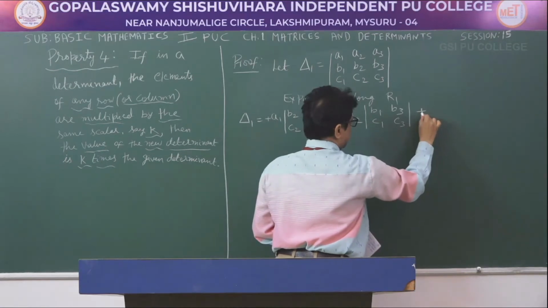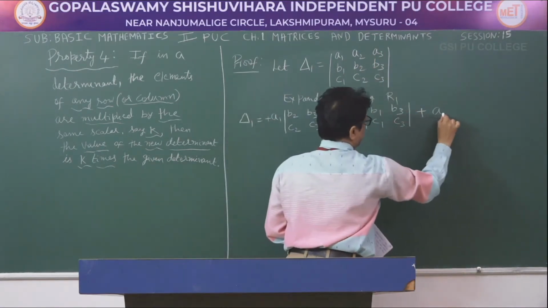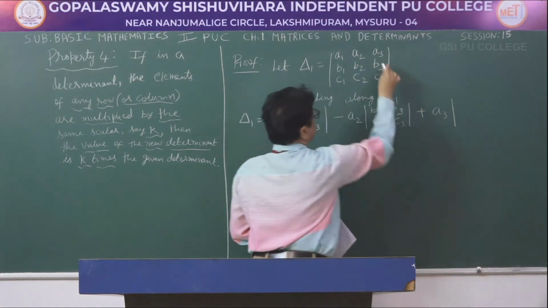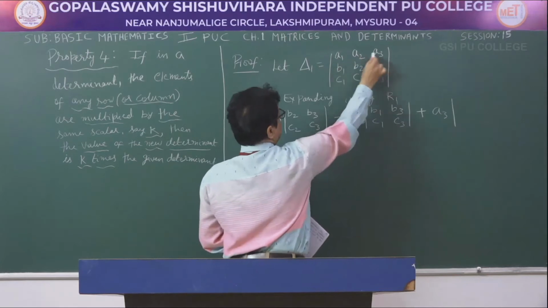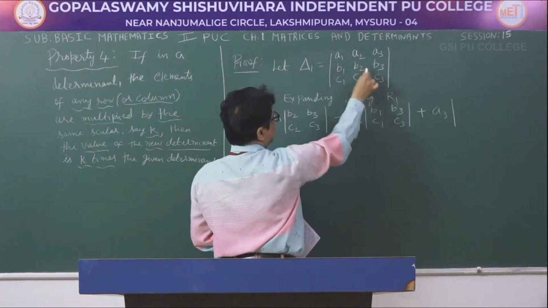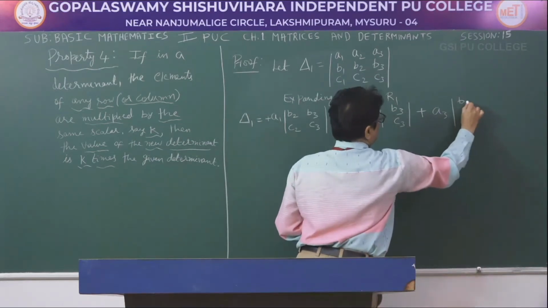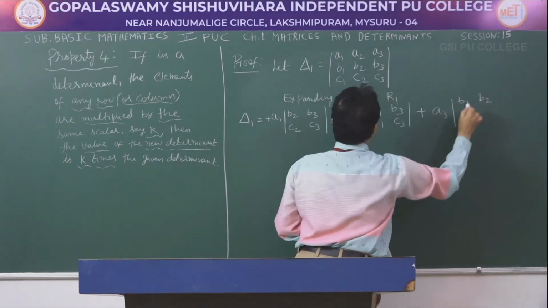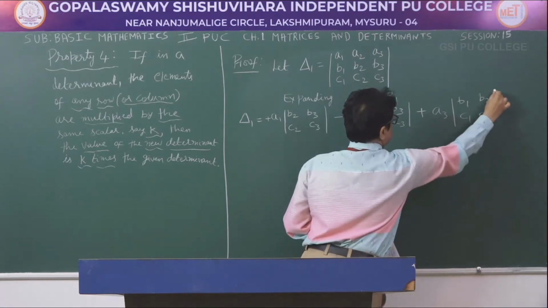Next we put plus, next element is a3. So, a3 lies in the first row and third column. We eliminate the first row and third column and take the determinant of the remaining elements, that is determinant of b1, b2, c1, c2.